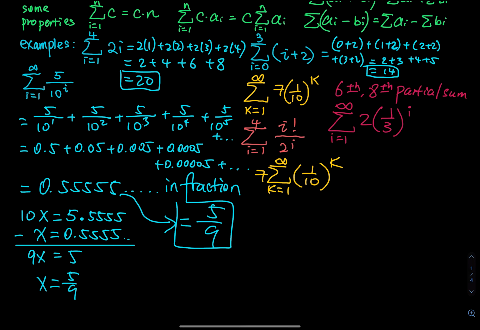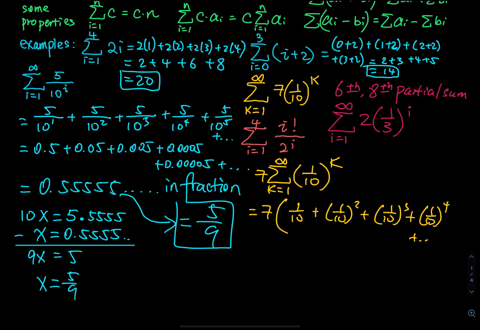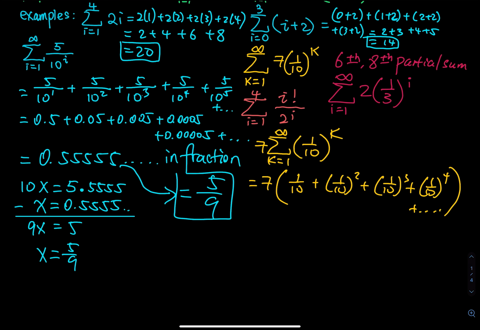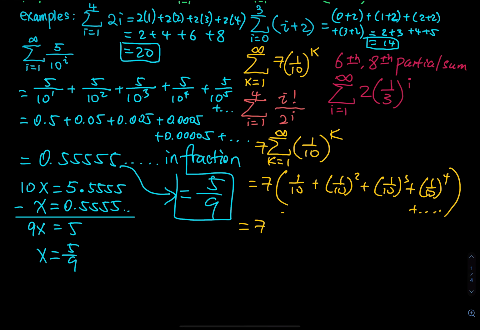So that one is a 7, and then multiply when k is equal to 1, when k is equal to 2, when k is equal to 3, when k is equal to 4, and so on. Right? What is that in decimal? 7 times 0.1, 0.01, 0.001, and then 0.0001, and then keep on going.